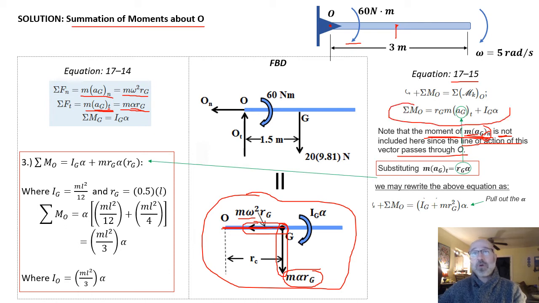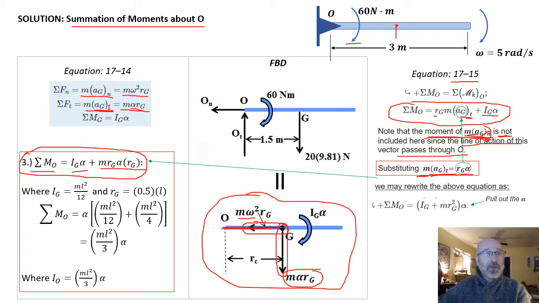So now we have this general form. The summation of moments about O is equal to, on the right-hand side, r sub g times m times our a sub g in the tangential direction, plus our I sub g alpha. Well, for our a sub g in the tangential direction, we can replace it with our r sub g alpha and plug that into that relationship. Which brings us to our third equation. Once we plug in, the summation of moments about O is equal to our I sub g alpha, which I'm going to pull out front, times this relationship now that we plugged in for our r sub g term.